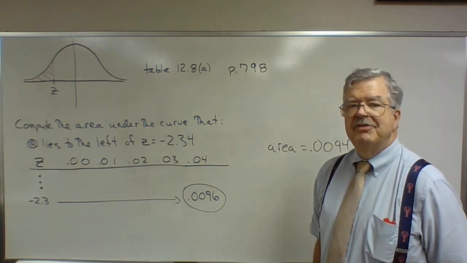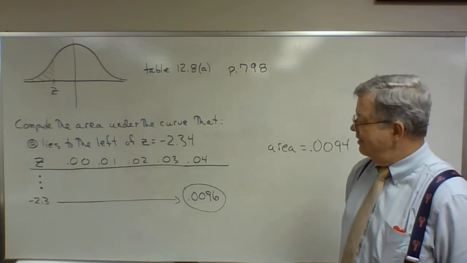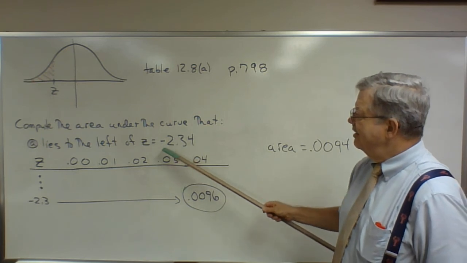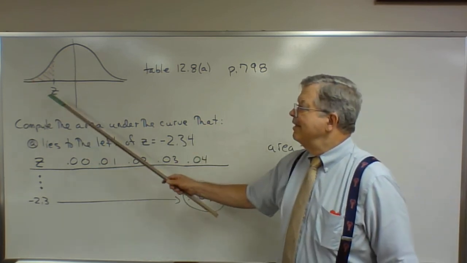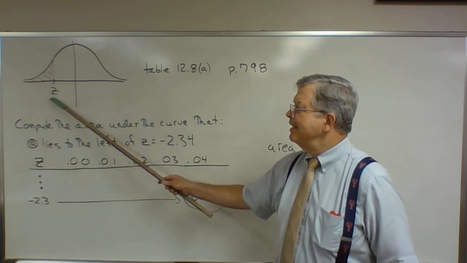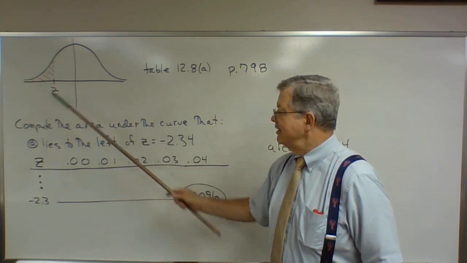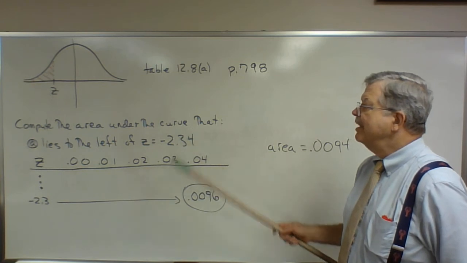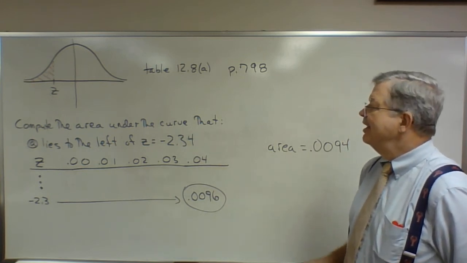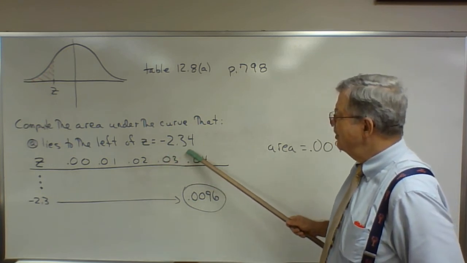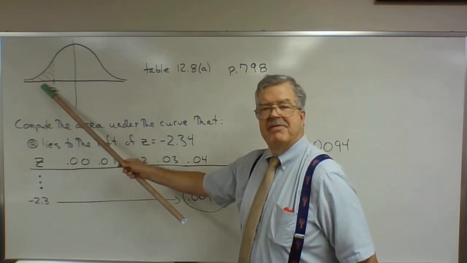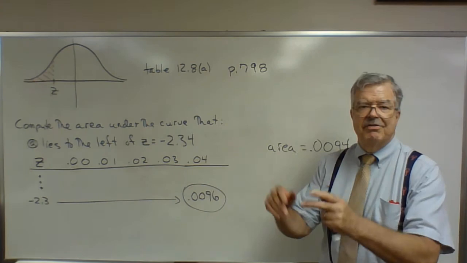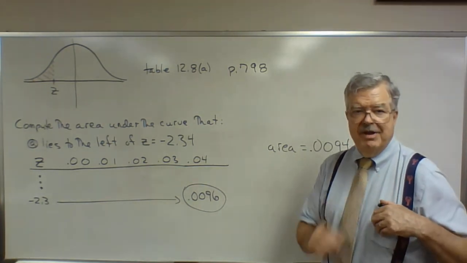Also, if we're dealing with z-scores, the percentage of values in the population that lie to the left of this z value, that is negative 2.34, is equal to the area under the curve. So they could have asked us, compute the percentage of the population that lies to the left of z equals negative 2.34. And we get that percentage by finding this area under the curve. Now, I will repeat this time and time again, but I wanted to throw that out to you early. Let's do some more area problems.